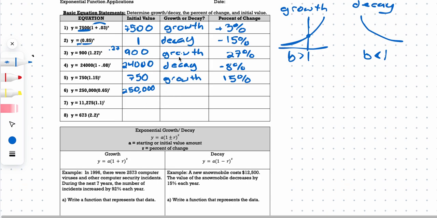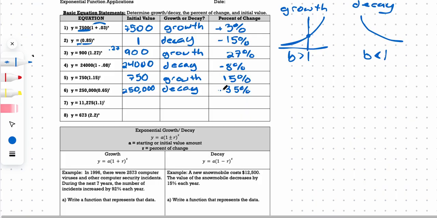Okay, so growth or decay? Well, what's our b value? 0.65, which is less than 1, so it means it's decay. How much less than 1 is it? Well, if we do 1 minus 0.65, we get 0.35, which translates to 35%.